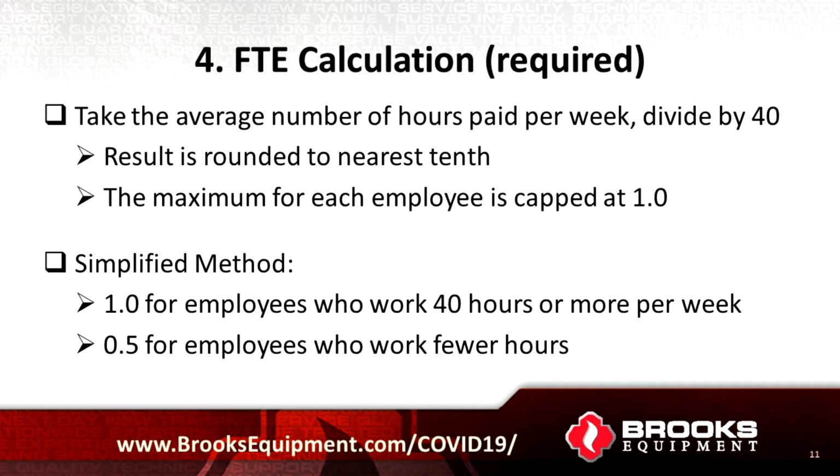For each employee for the appropriate period, covered or alternative covered, take the average number of hours paid per week, divide by 40, and round the total to the nearest tenth. For this calculation, the maximum for each employee is capped at 1.0. The other method that's acceptable to the SBA is simply to assign 1.0 for the employees who work 40 hours or more per week, and 0.5 for employees who work fewer hours. For example, an employee who worked 28 hours per week is assigned 0.5. This information is entered on the PPP Schedule A worksheet under the average FTE column.